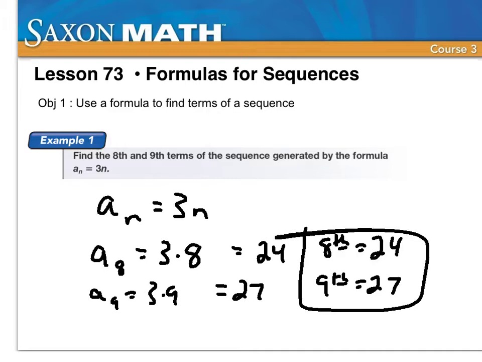So again, the nice thing about these formulas for the sequences, if we can make a formula, is that all we have to do to figure out any term number is plug that number in for the variable. For example, if we want the 100th number, we would just plug in 100 and get 300 for our answer. Let's go ahead to the next slide of examples.